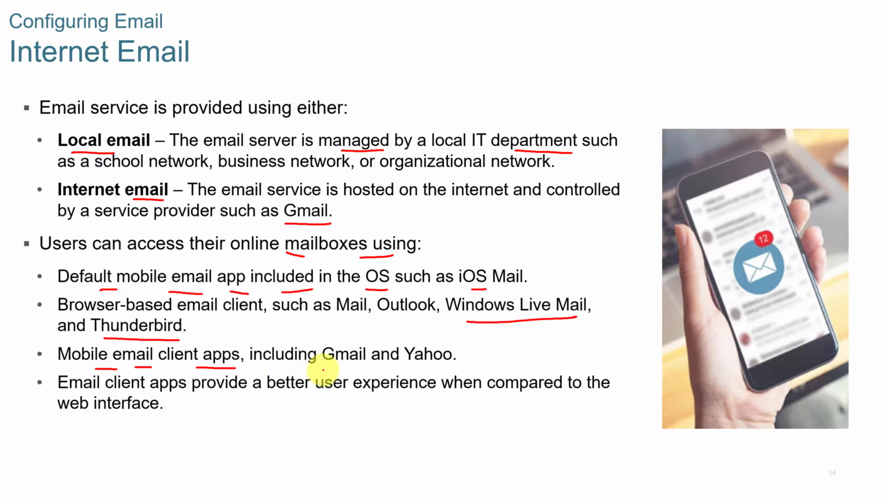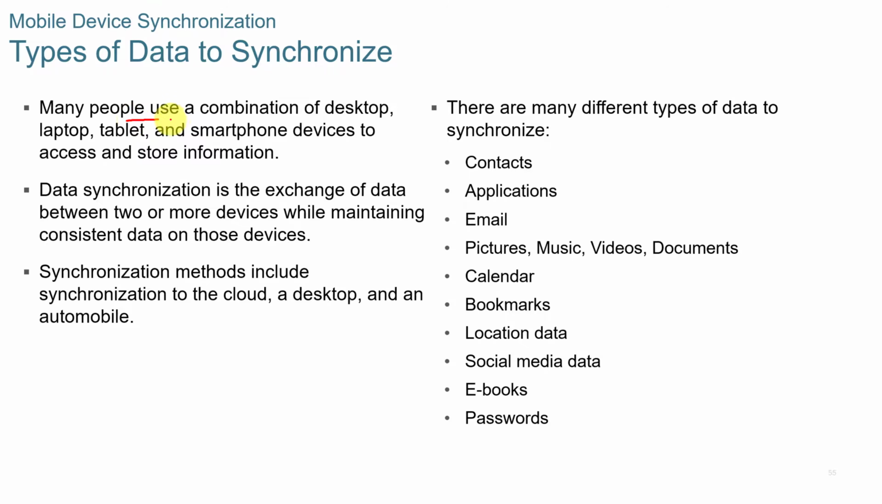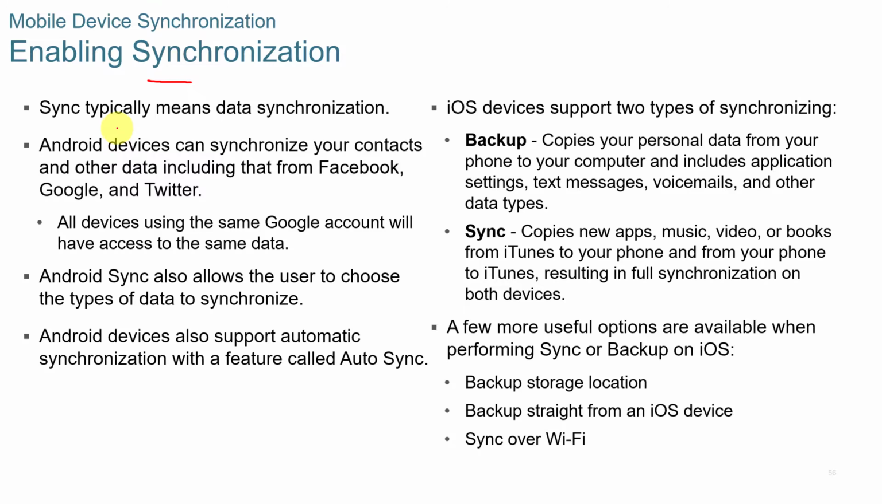Mobile email client apps, including Gmail and Yahoo, are email client apps, and they provide a better user experience when compared to the web interface. Now, the different types of data to synchronize, you can use different types of data. You don't have to synchronize everything. You can synchronize contacts, applications, emails, pictures, bookmarks, location, or you can pick and choose which ones you want to sync up. When you enable synchronization, you want to pick and choose what you want to be synced up.